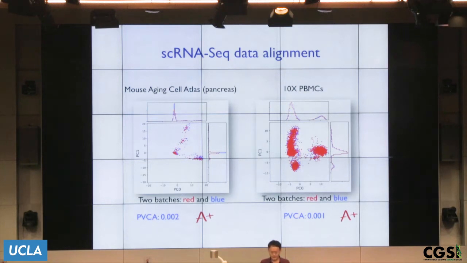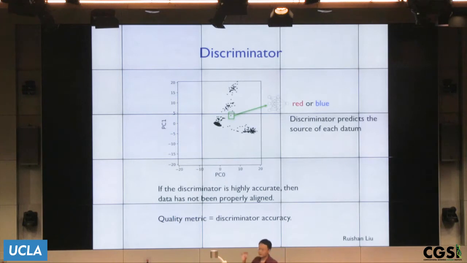It's a very intuitive method, which is that I'm going to simply treat this as a machine learning problem. I'm going to train a classifier that takes as input each of these cells and simply predicts whether each cell comes from red or blue. You take your processed, aligned data, pass it through the classifier, and try to predict whether it's red or blue. I think most of you agree that if the classifier can predict very accurately whether it's red or blue, there's still quite a bit of batch effect remaining.